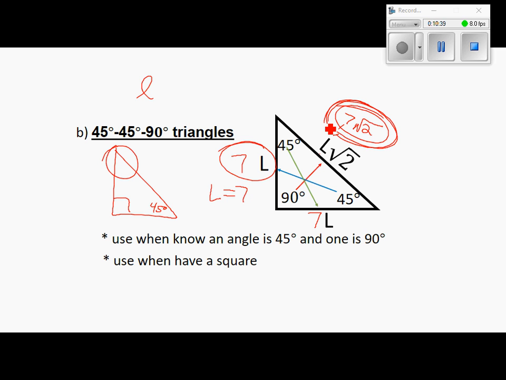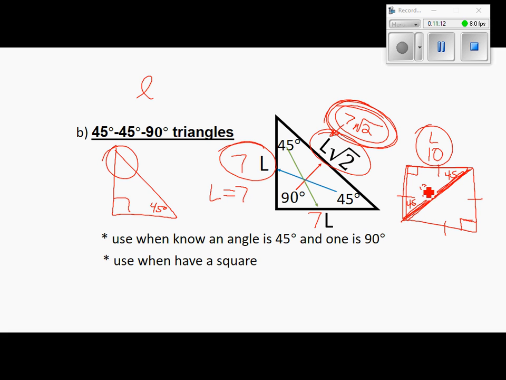The other thing that goes along with this is a square. If we have a square, if we know all 4 of these sides are the same, and we know that it has 4 right angles in it, and we draw in a diagonal, we know that each of these triangles is a 45, 45, 90 triangle. So if they tell us one of the sides of the square, maybe 10, then we automatically know that this side over here, that's that L, L is going to equal 10, and that means this diagonal has to be 10 times the square root of 2.